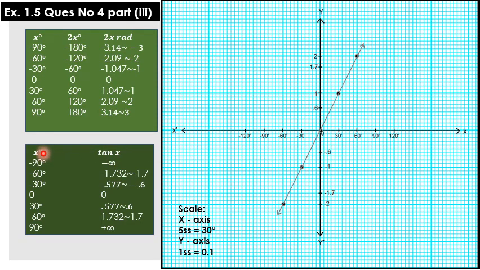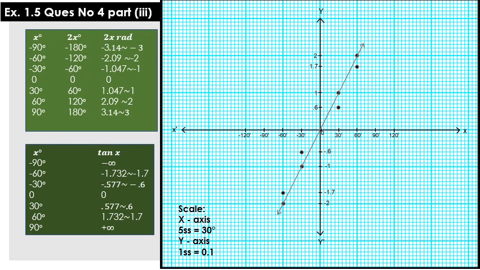Let's get to the second graph, y2. The values to be plotted: at minus 90 it has the value minus infinity, forget about it. Let's start from minus 60. At minus 60, tan is minus 1.7, so the value is minus 1.7. Here it is. At minus 30, the value is minus 0.6. It will be here. At 0, it is 0. At 30, it is 0.6. At 60, it is again 1.7. Mark all these points and join these points with a free hand drawing as a smooth curve.